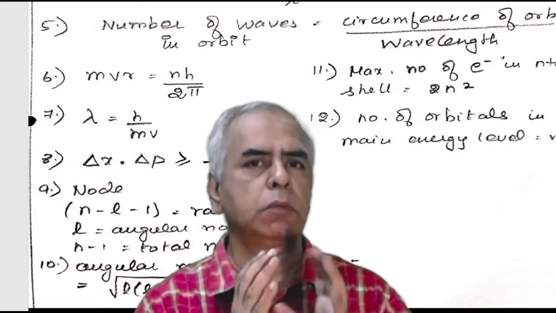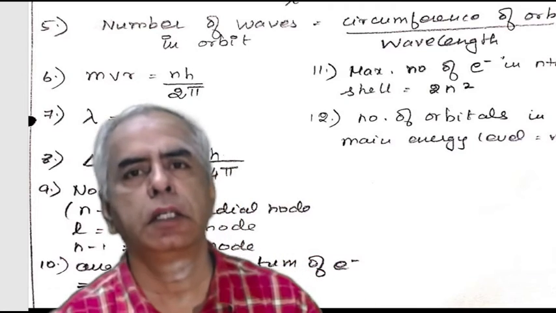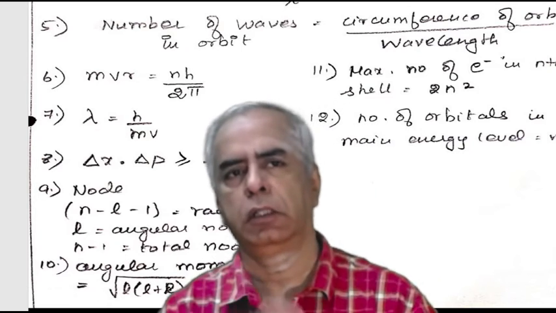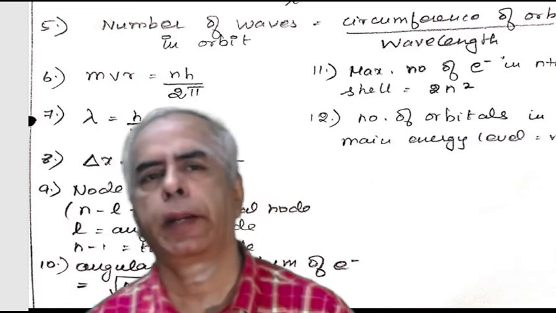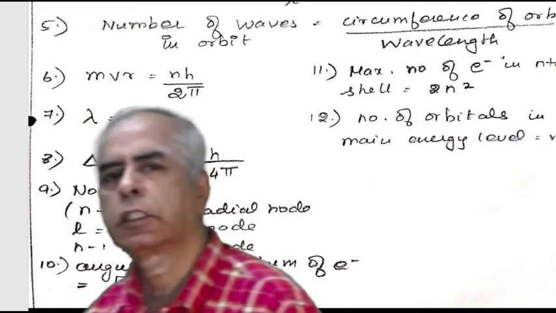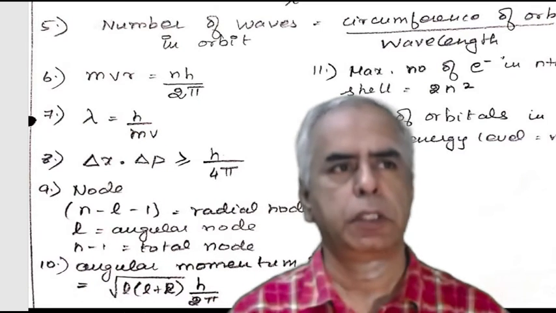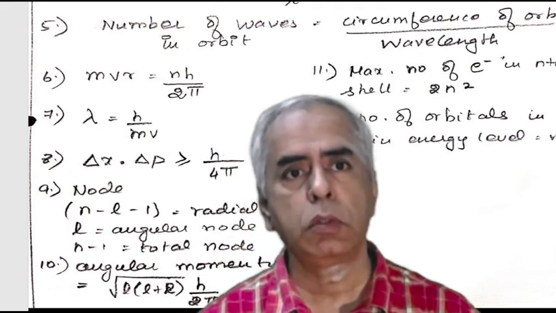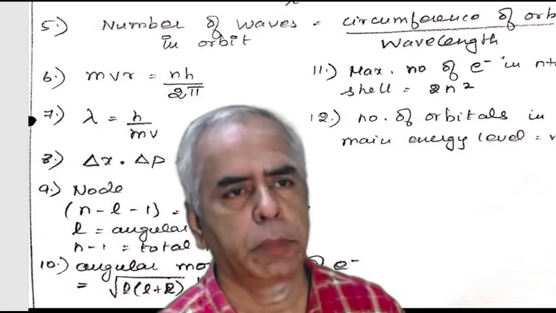Then the maximum number of electrons in the nth shell is given as 2n squared. So you have to remember the nth shell. The maximum number of electrons in the nth shell is given as 2n squared, and the number of orbitals in the main energy level is given as n squared. Okay, so these are all the very important formulas that are required for atomic structure part 1. We have got some more equations also, but I am confining to the formulas associated with part 1 of atomic structure.